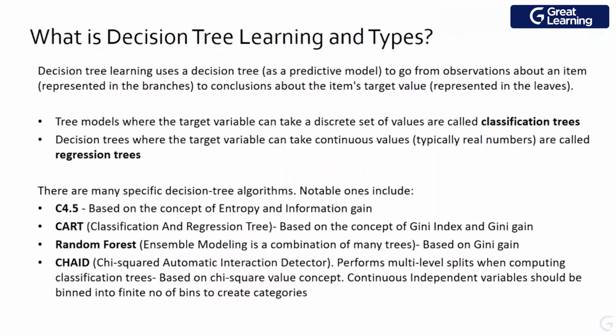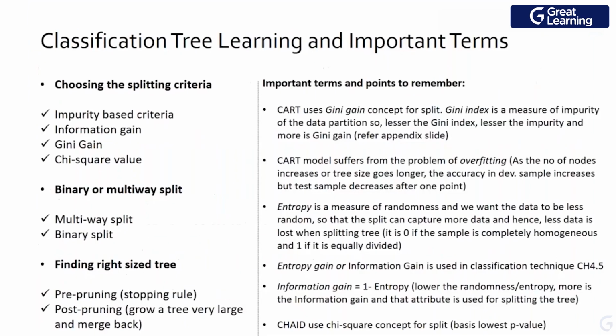And another thing in CHAID is that normally the independent variables should be categorical in nature. If you have continuous independent variables, it's a good idea that you bin them into a finite number of bins to create categories before you actually run a CHAID technique. So these are some of the decision tree algorithms which are commonly used.